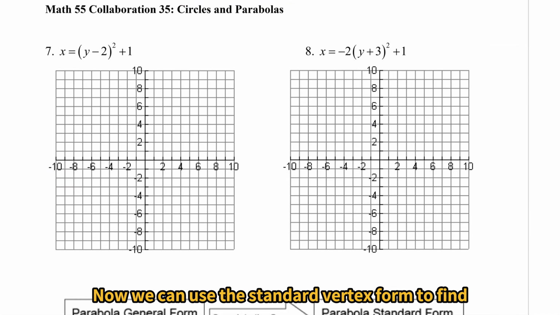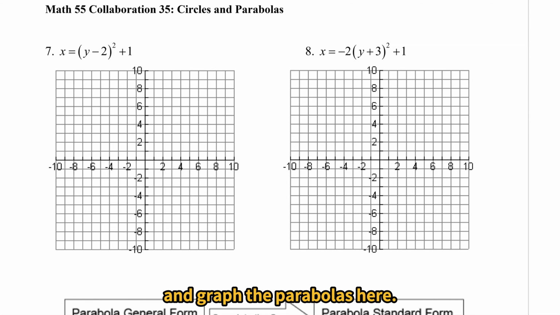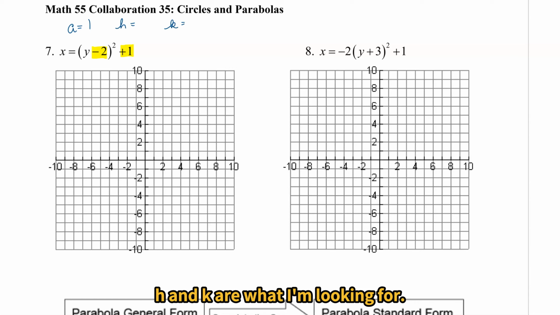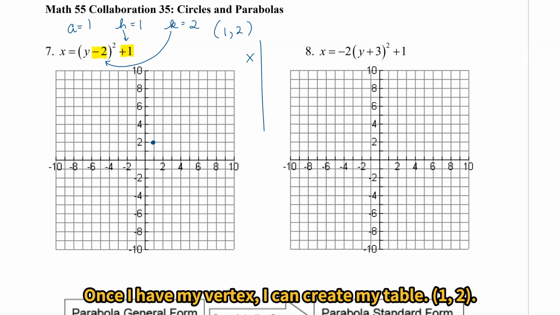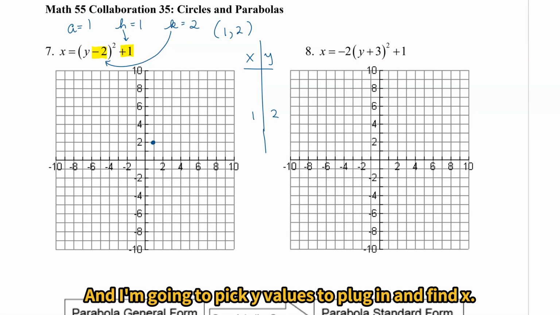Now we can use the standard vertex form to find and graph the parabolas here. x equals (y minus 2) squared plus 1. So looking at the numbers given, I see that a is 1, h and k are what I'm looking for. And since I have x equals, h is the 1, and k goes along with y, k is 2. So my vertex is (1, 2). Once I have my vertex, I can create my table, 1, 2, and I'm going to pick y values to plug in and find x.